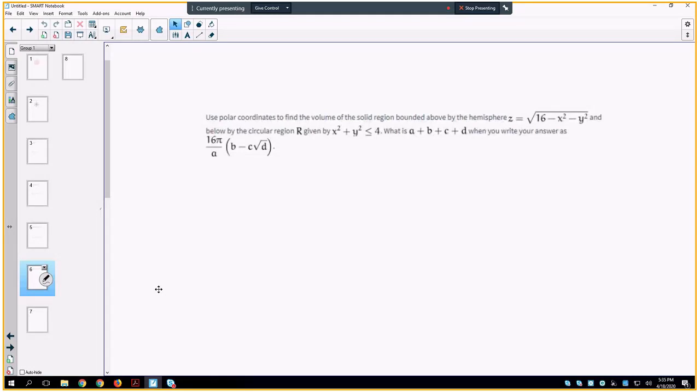So the problem on your screen says to use polar coordinates to find the volume of the solid region bounded above by the hemisphere z equals square root of 16 minus x squared minus y squared, and bounded below by the circular region given by x squared plus y squared less than or equal to 4. So we're talking about the circle x squared plus y squared equals 4 in the xy plane. That's the circle of radius 2, centered at the origin.